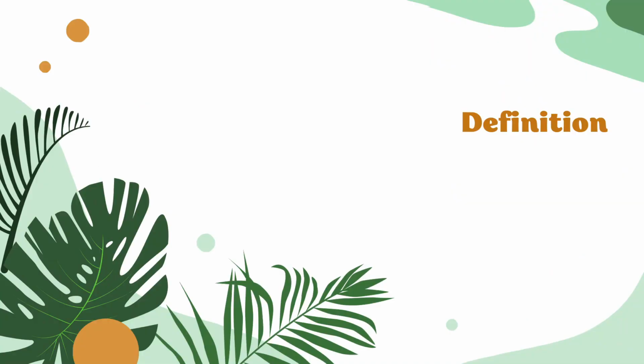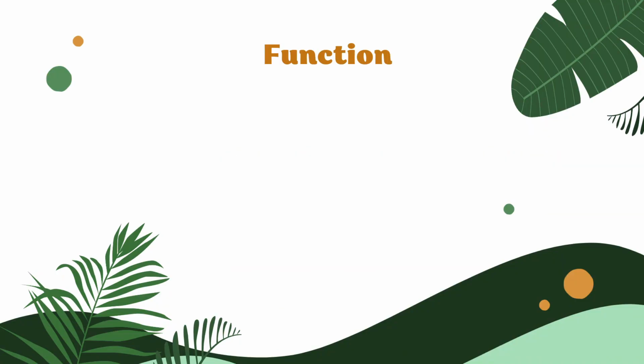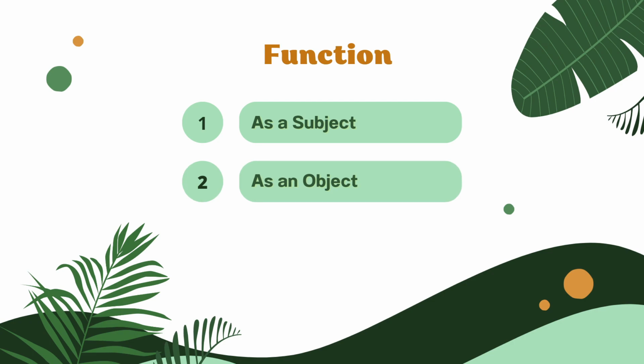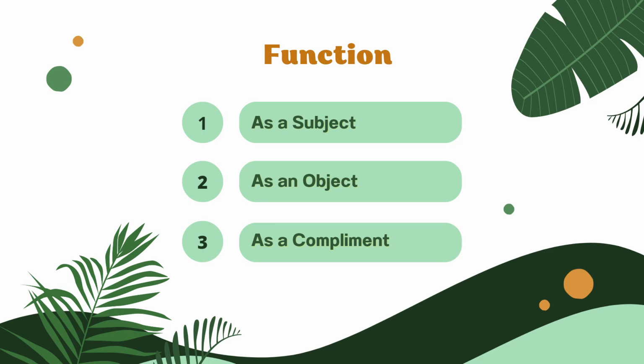Noun clause. Definition. Noun clause is a dependent clause that functions as a noun in a sentence. It can act as the subject, the object, or complement of the verb. From the definition, we can know that the functions of noun clause are: the first is as a subject, the second is as an object, and the third is as a complement.